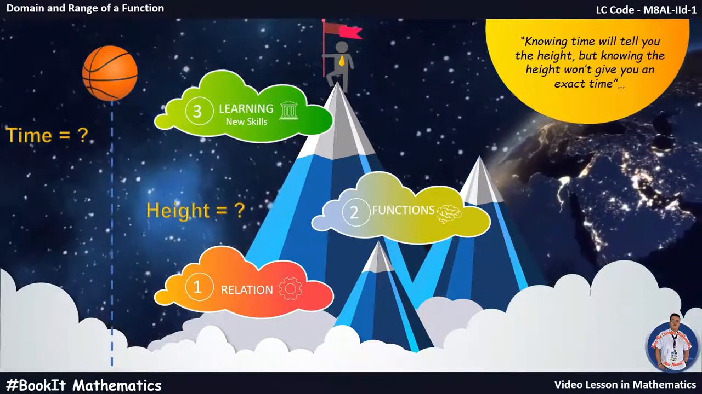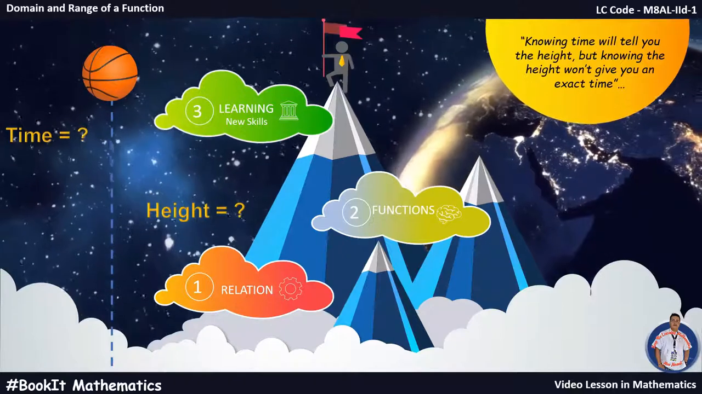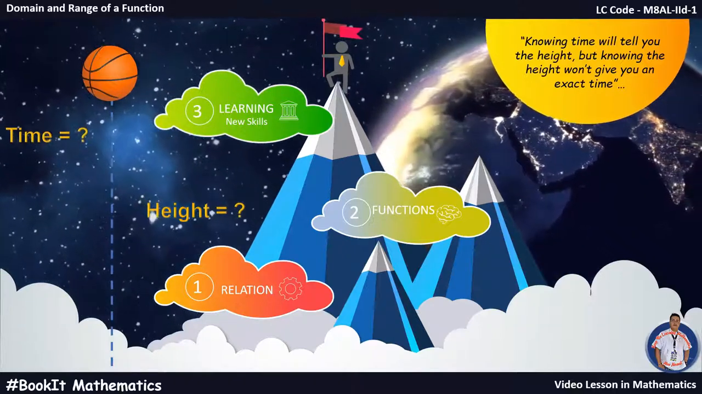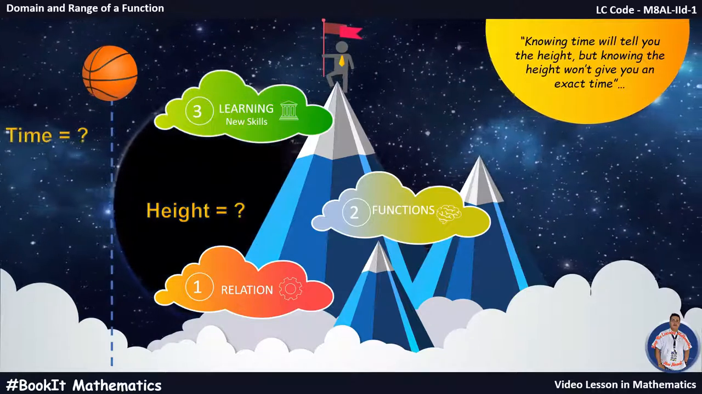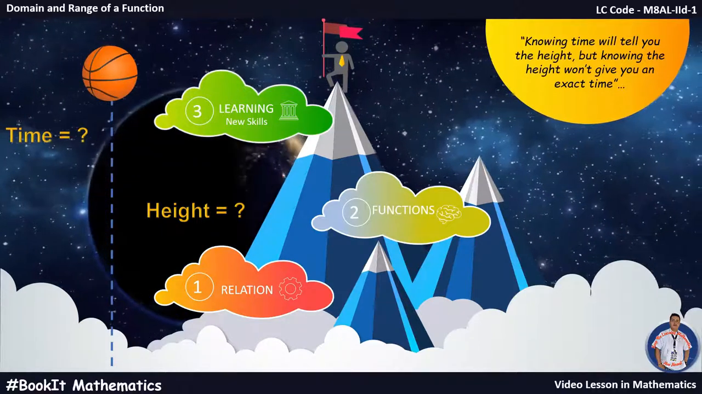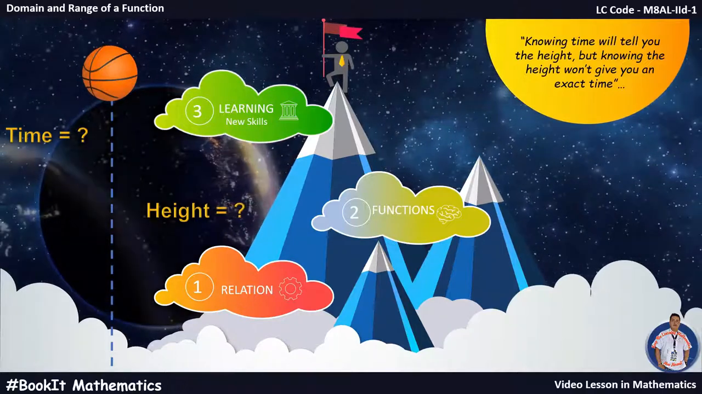Time only goes forward and never repeats itself. The height of the ball depends on how much time has passed since it left your hand. This is a one-way relationship. Although each moment of time is unique, it is possible for the ball to be at a particular height more than once as it goes up and then down. Knowing the time will tell you the height, but knowing the height won't give you an exact time.